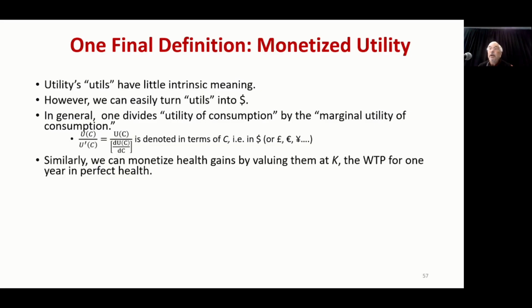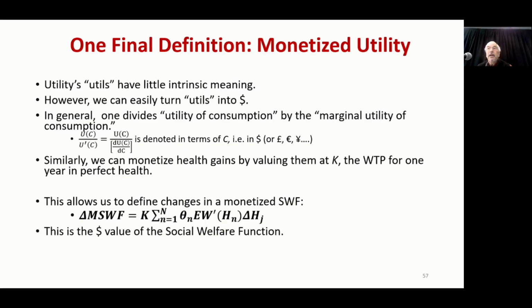And we can monetize gains in health again by using this K value, the willingness to pay for a year in perfect health. And so we now have the monetized change in social welfare arising from changes in health. That's what this formula says. We're going to take the value per change in health, K, and multiply it by the social welfare function values theta, and then the marginal utility of health and the changes in health for each person. We're going to add up all those changes in utility, and that'll give us the dollar value of the social welfare function. And it's going to use this value K as a starting point.